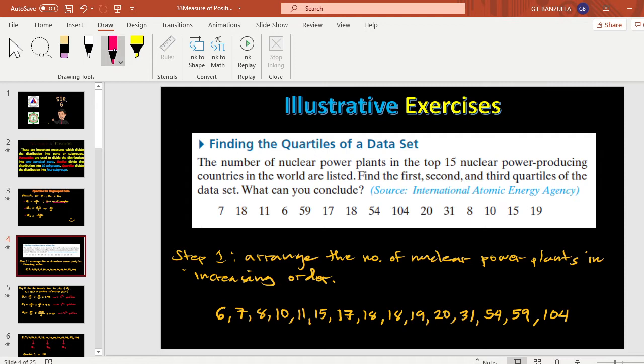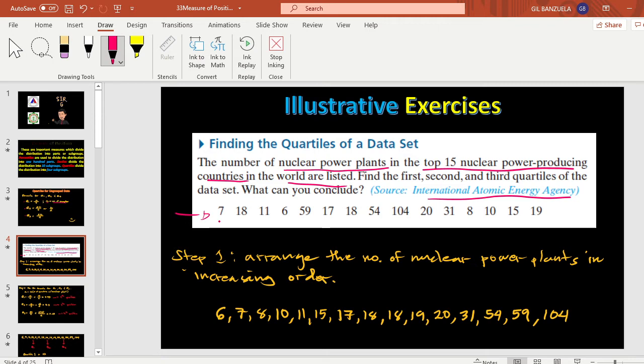Let us have an illustrative example: finding the quartiles of the data set. The number of nuclear power plants in the top 15 nuclear power producing countries in the world are listed below. Find the first, second, and third quartiles of the data set. What can you conclude? By the way, the source of this information is the International Atomic Energy Agency. The countries are not named, because our focus here is the statistics.